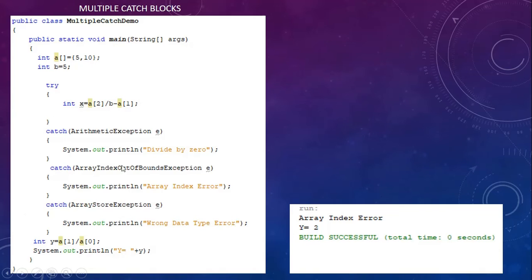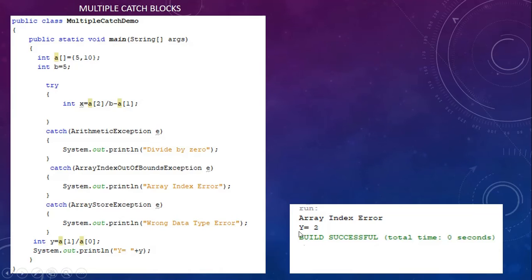After catching and handling the exception, it will continue the processing. Next we are calculating the value of y, which is nothing but a of 1 divided by a of 0. a of 1 happens to be 10, a of 0 is 5. So 10 by 5, that will be the value of y, the answer is 2, and then it is going to print the value of y, which is 2.